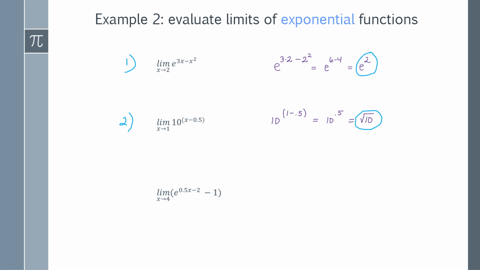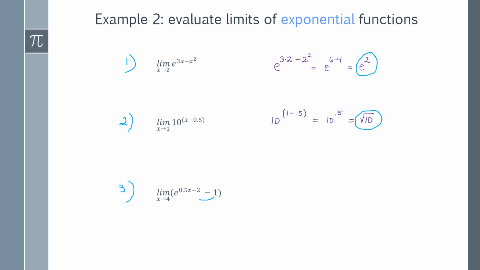And then the last example, here we have a slightly different setup. We still have an exponential, but it is shifted. Notice that the -1 is outside of the exponent. It is not in the exponent. Let's take a look at what's going on here. This is the limit as x goes to 4 of the function e raised to the power 0.5x minus 2, and then minus 1.